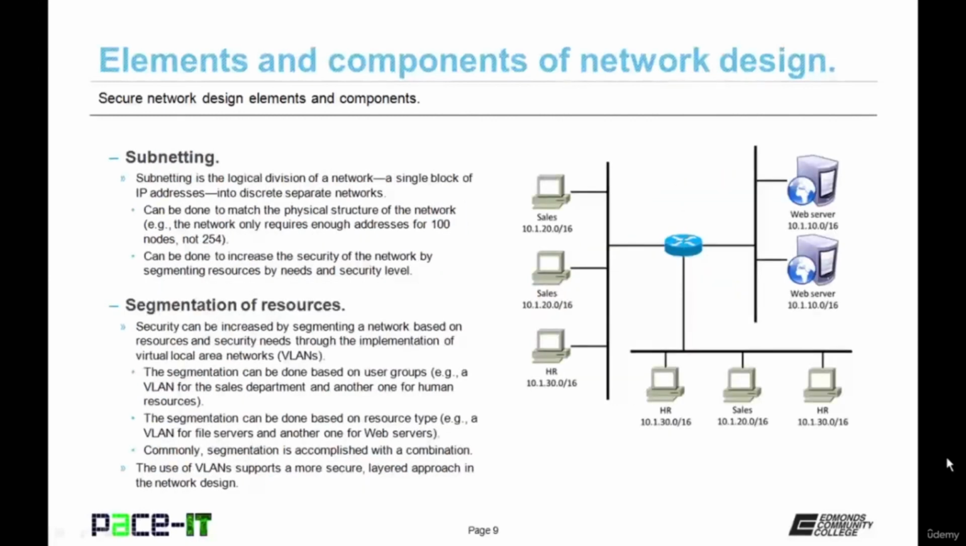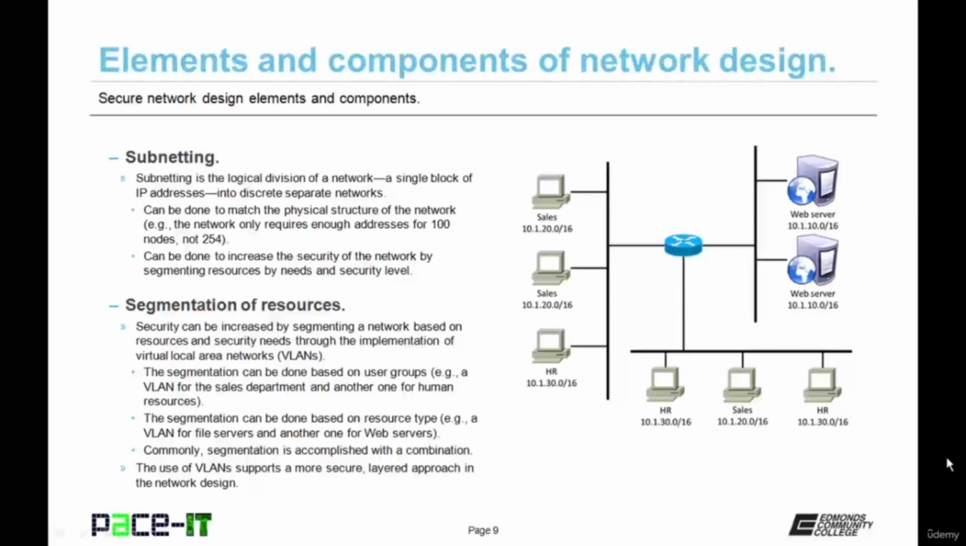Subnetting is the logical division of a network. That's a single block of IP addresses being divided into discrete separate networks. This can be done to match the physical structure of the network, as in if your network only requires enough addresses for 100 nodes and it doesn't need all 254 nodes of a Class C address. Subnetting can also be done to increase the security of the network by segmenting resources by need and security level.